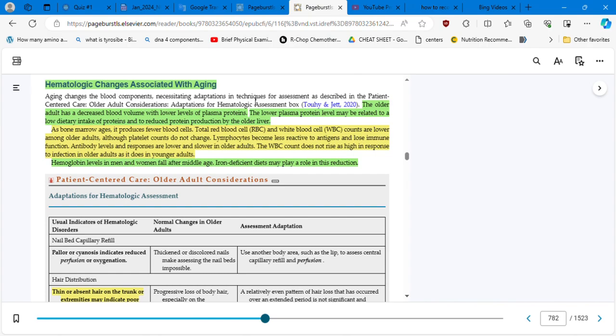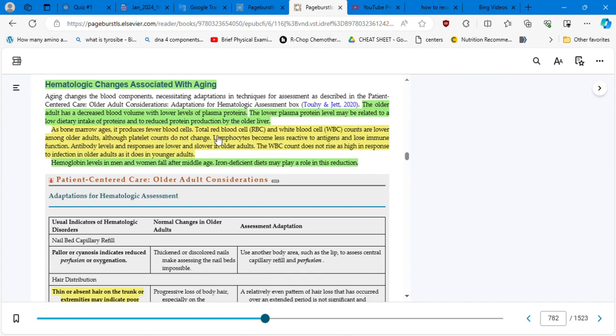Hematologic changes associated with aging. The older adult has a decreased blood volume with lower levels of plasma protein, because the marrow, when we age, starts producing less of these cells. The lower plasma protein level may be related to a low dietary intake of protein and to reduced protein production by the older liver as well. As bone marrow ages, it produces fewer blood cells. Total red blood cell and white blood cell counts are lower among older adults, although platelet counts do not change.